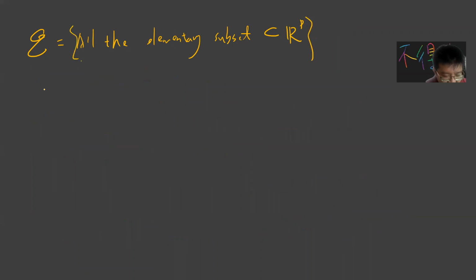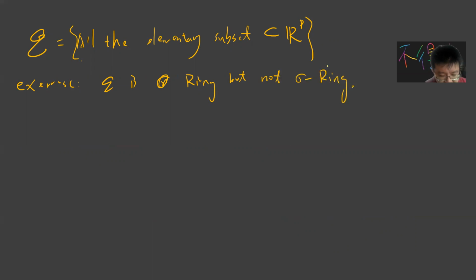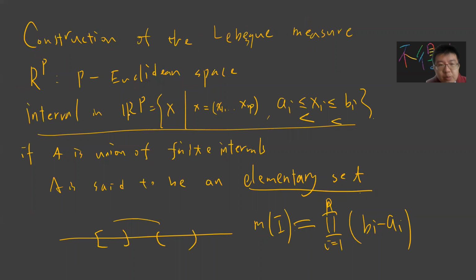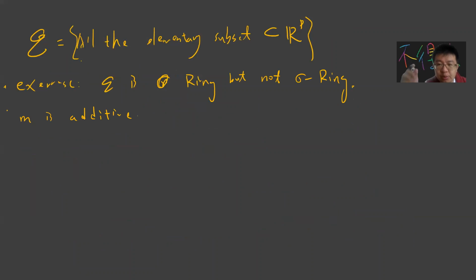Let me define epsilon to be the family of all elementary subsets in R^p. Your exercise is very simple: check that epsilon is a ring, but not a sigma ring. And you can check that this m is additive. So this is just the simple definition for finding a measure on the intervals or the elementary sets.